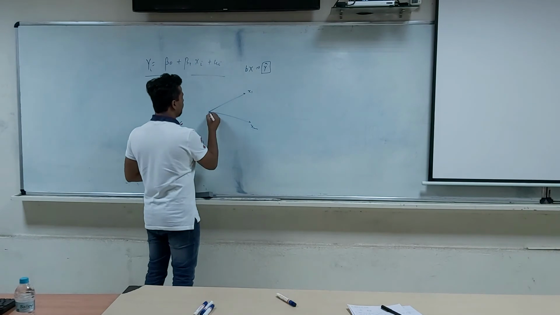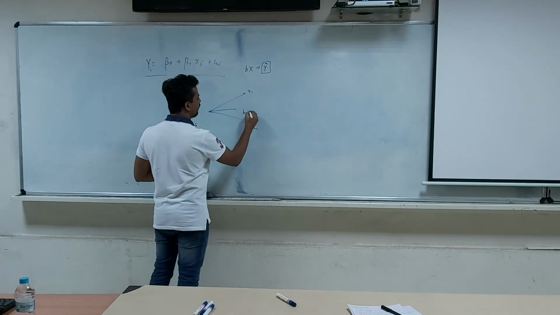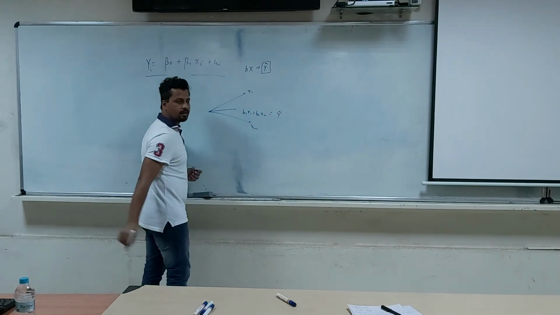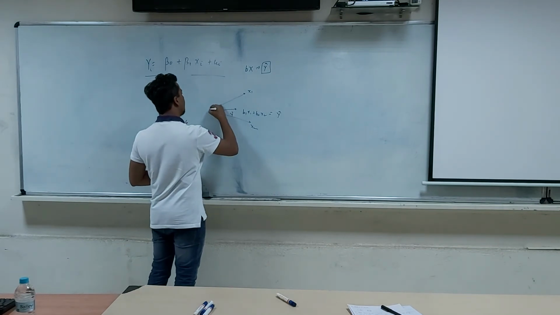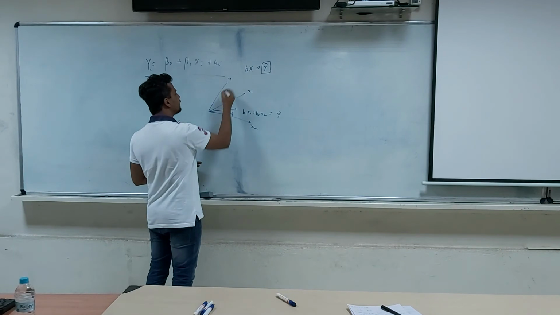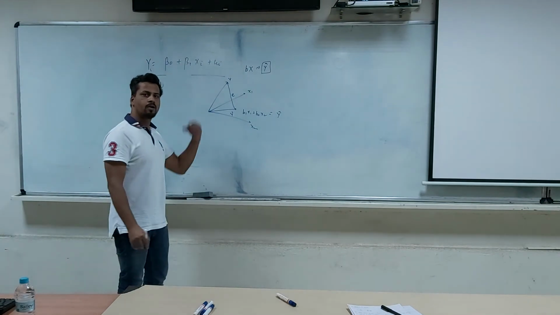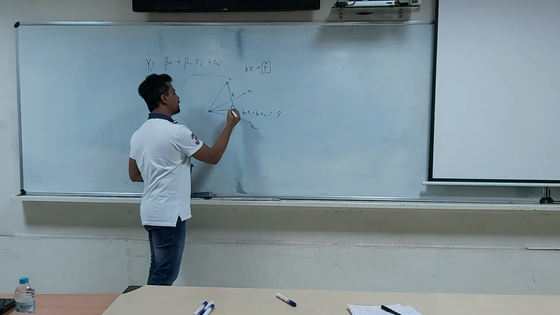So let me say that this is beta 1 x1 plus beta 2 x2. In short, I can write it as y hat. So this is the y hat that I get. And actual y lies outside the column space spanned by these x1 and x2. So let me say that this is my actual y. And in that case, this becomes my residual according to the least squares.